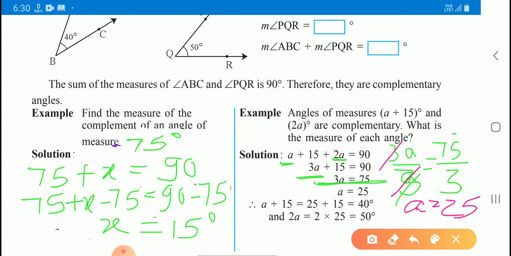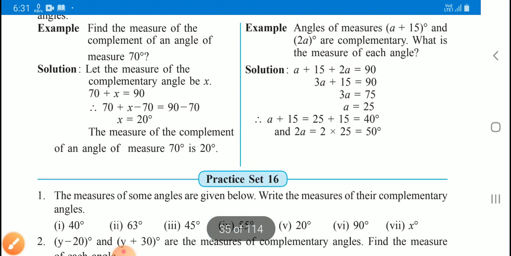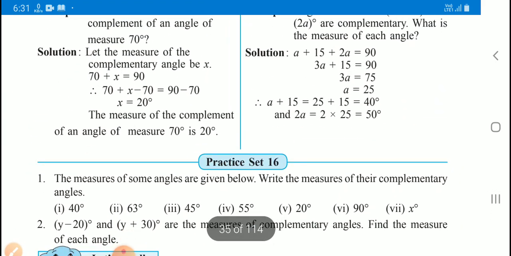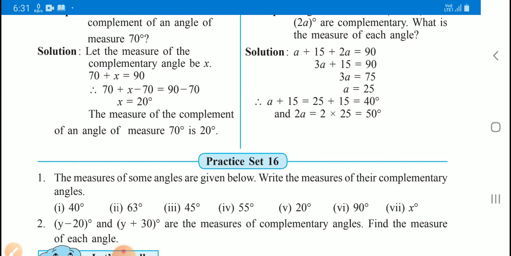Okay. Now A's value we have found is 25. So 25 plus 15 will be 40 degree, and 2A is equal to 2 into 25, which is equal to 50 degree. If you add this 40 plus 50, then it is equal to 90 degree. Okay. Now by using this information you have to solve practice set 16.